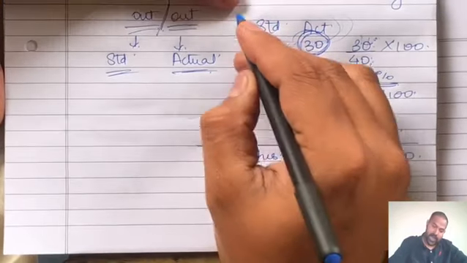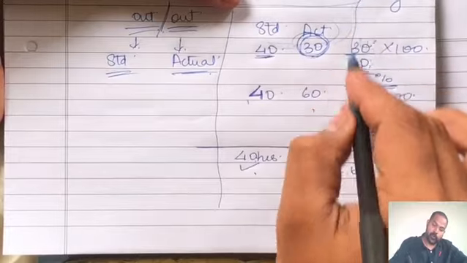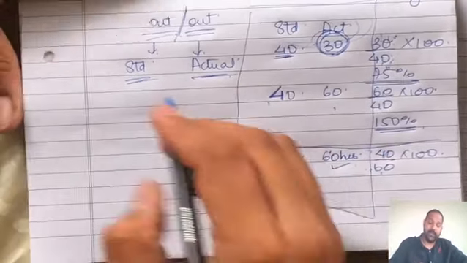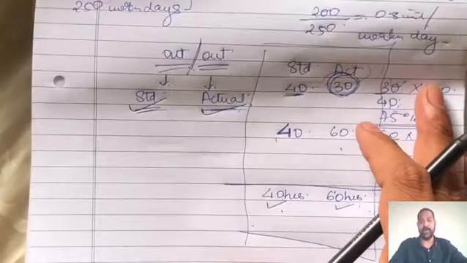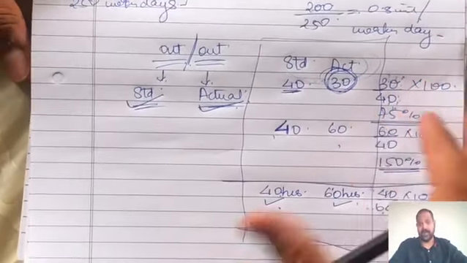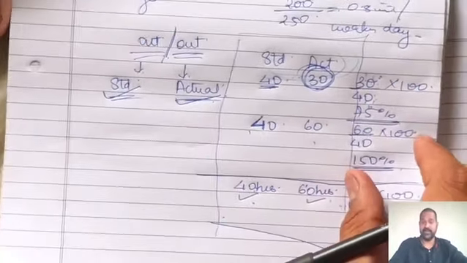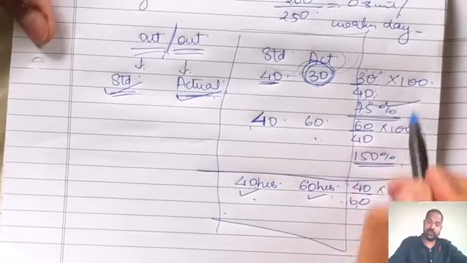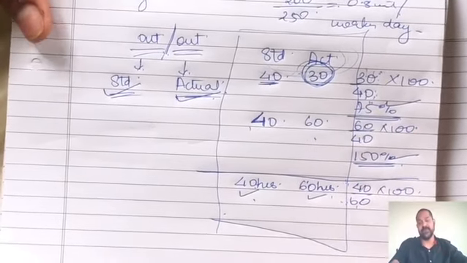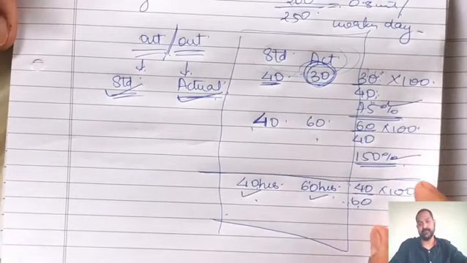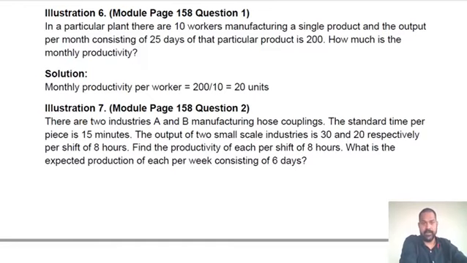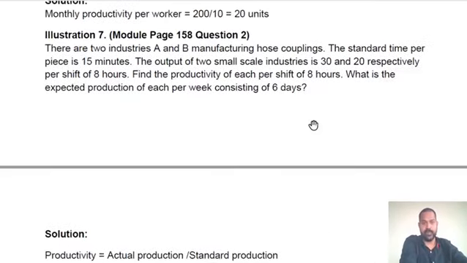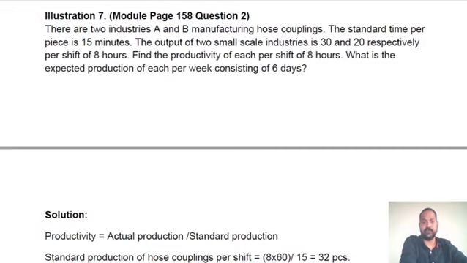And this is called output productivity, where I will be given a standard and an actual. Depending on whether I am doing good or bad, I will calculate a productivity, and this productivity is always a percentage based productivity. Let's come to one example on that, and that is question number 7.